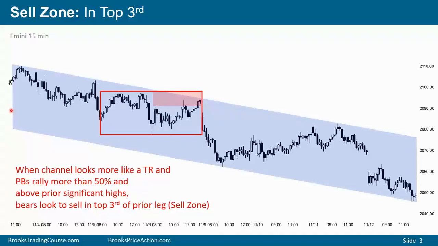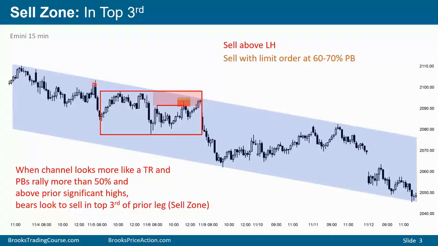Broad bear channels spend a lot of time going sideways. At times when it looks like it's more in a trading range than still in a channel, traders will look to sell in the top third instead of the middle third. They can sell with limit orders above prior highs, or they can sell with a limit order at a fixed percentage, like a 50 to 60% retracement of the bear leg.